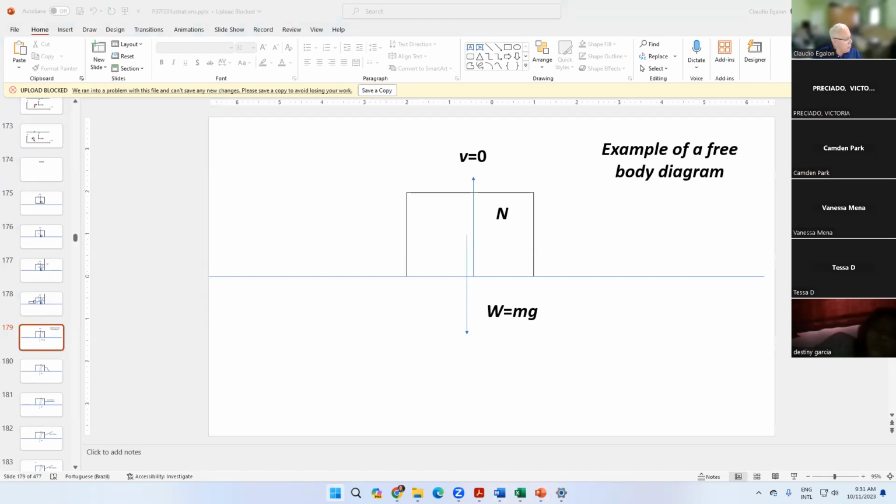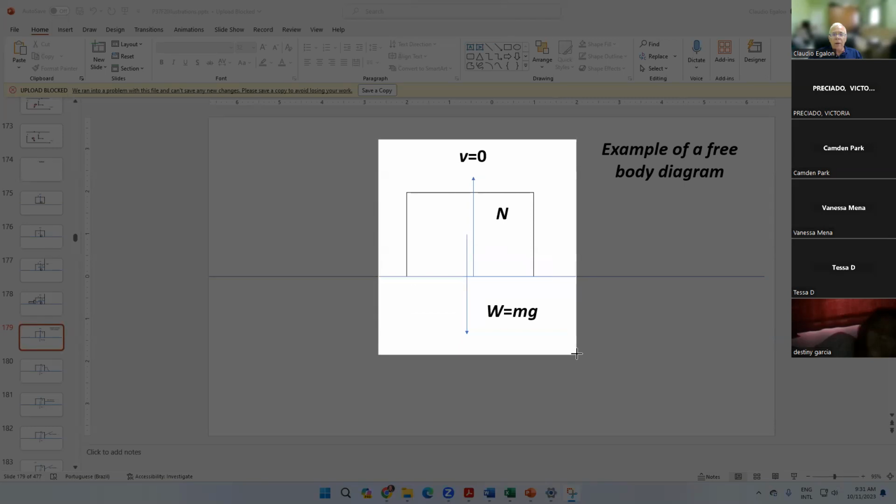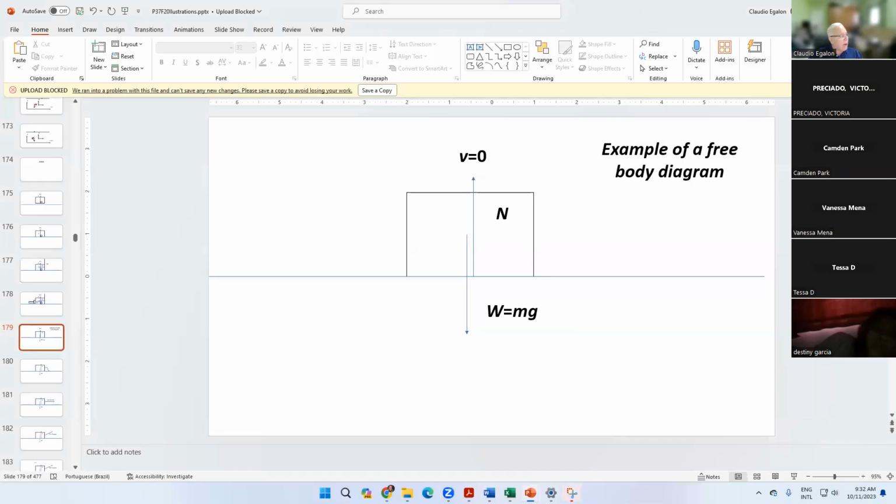Let's see here, the snipping tool. You go. I will copy this drawing. Don't forget the free body diagram, and I will paste this figure to my notes.